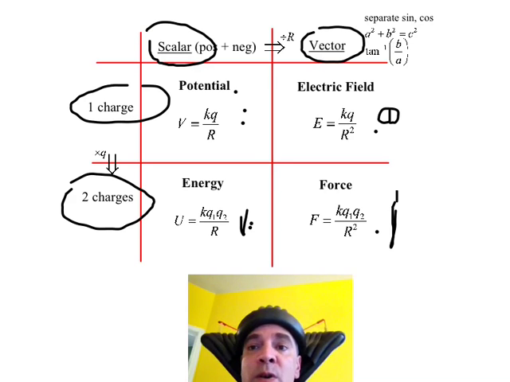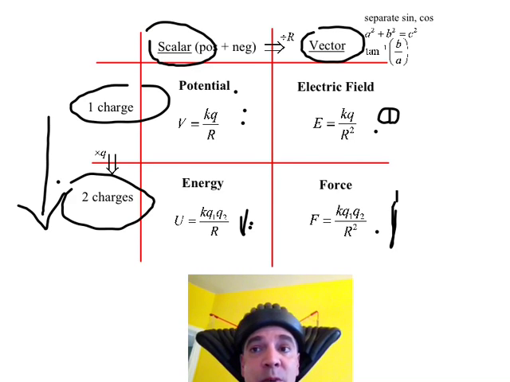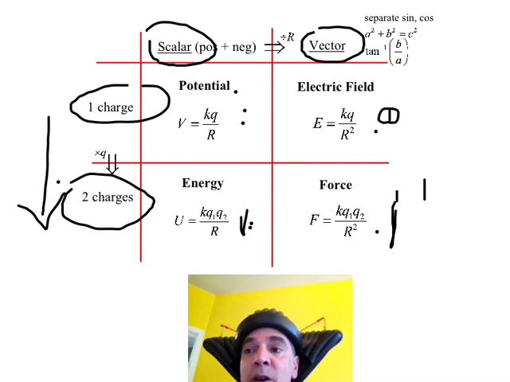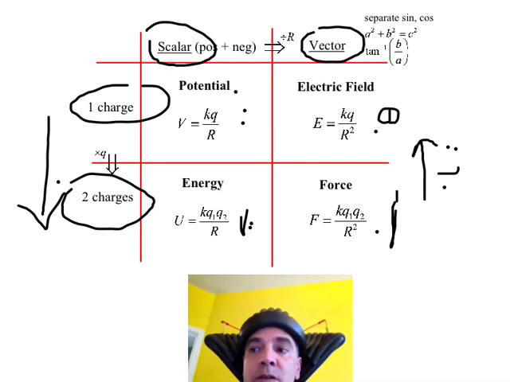Notice that as we move this way on our graph, we multiply by Q each time. So we're going from potential to energy, we multiply by Q. We're going from a field to force, we multiply by Q. Obviously, when we go backwards, we divide by Q. I want to put dots.